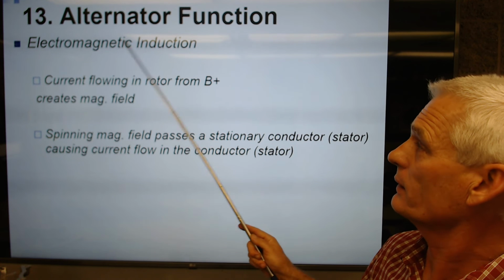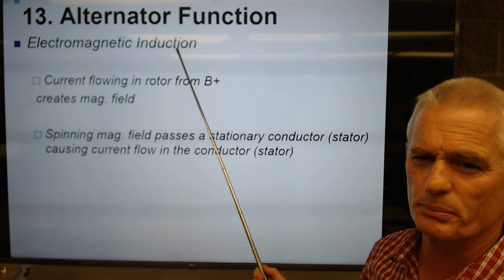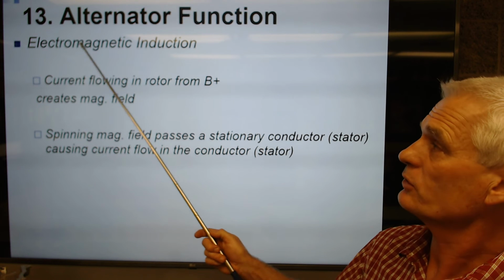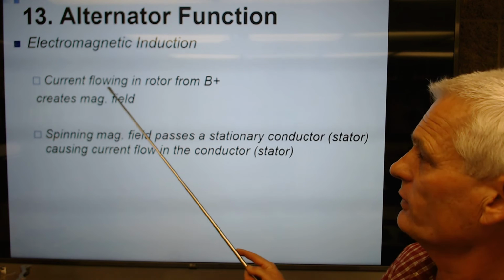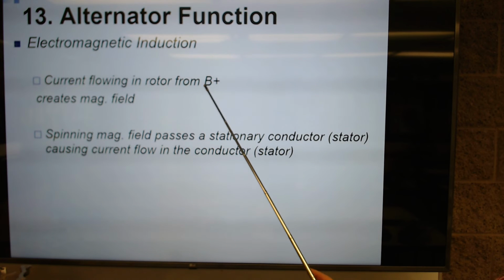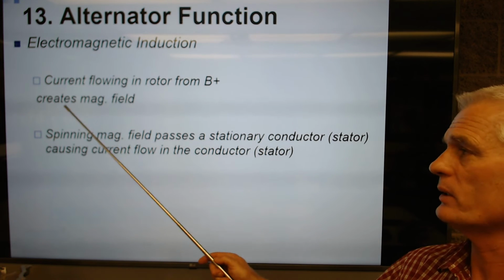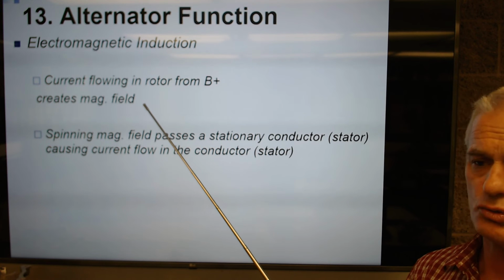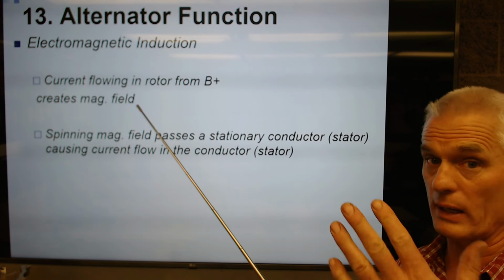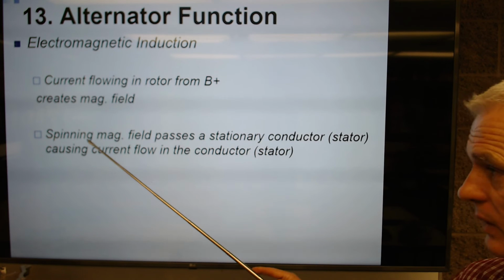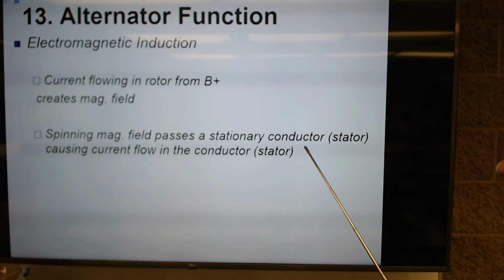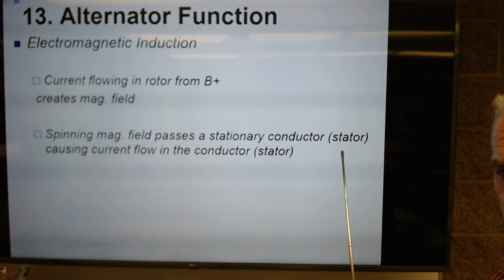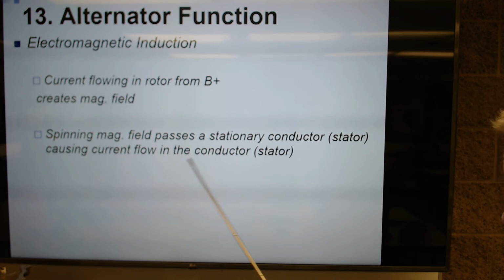So we're going to make an electromagnet. We're going to cause induction. Induction means to put into. So we use an electromagnet to put a current flow into an adjacent conductor. So current flowing in the rotor from the battery, regulated by the voltage regulator, is going to create a magnetic field. The stronger the magnetic field, the more output the alternator makes. That spinning magnetic field is going to pass a stationary conductor, or several stationary conductors, which is what the stator is, causing current flow in the conductor.